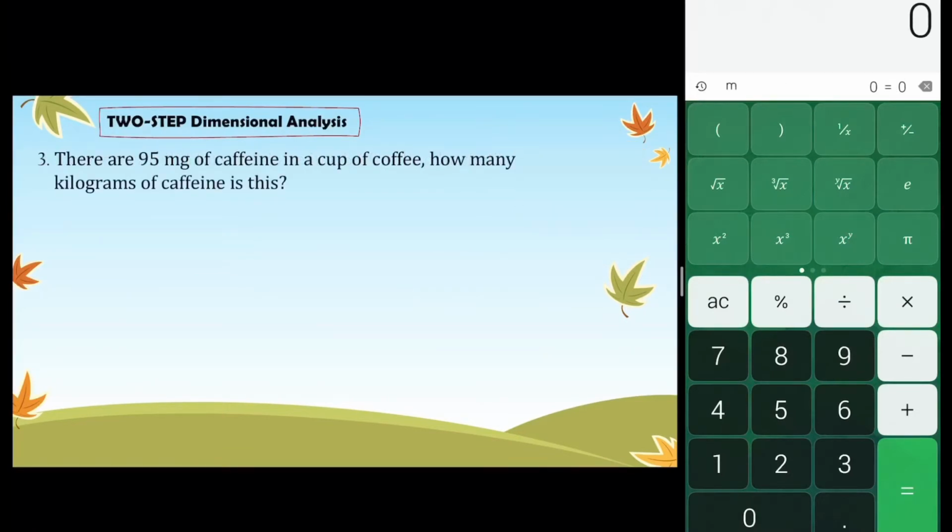Number 3, there are 95 milligrams of caffeine in a cup of coffee. How many kilograms of caffeine is this? This problem has units that are within the metric system. So if you know the conversion factor to get from milligrams to kilograms, you can do this in one step. But that's not information that you're required to retain. What you should be able to do, though, is to convert from milligrams to grams, the base unit, to kilograms.